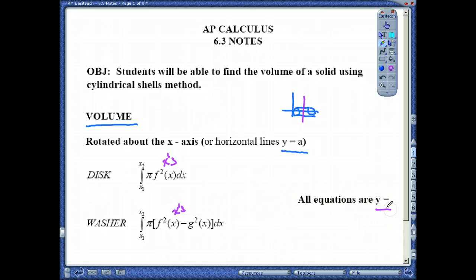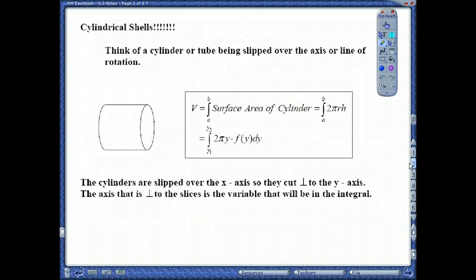In this, you have to have your equation solved for y. Well, you've been down this road before. You've heard about implicit differentiation. You know some equations aren't solved for y or couldn't be solved for y. So what do you do when you have equations that you can't solve for y, but you have to rotate them about the x-axis? Cylindrical shells is what we're going to use.